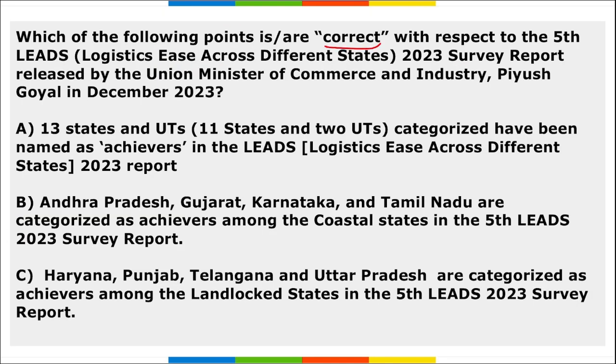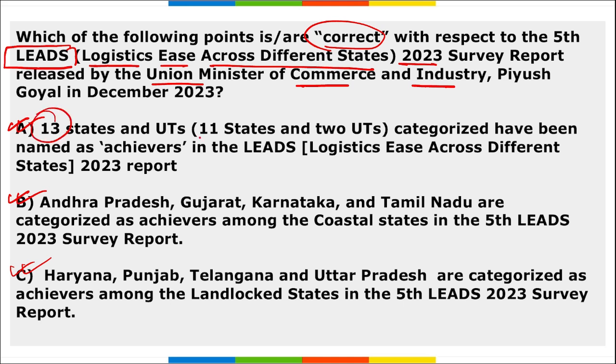Next, which of the following are correct with respect to the fifth LEADS, that is Logistics Ease Across Different States 2023 survey report released by Union Minister of Commerce and Industry Piyush Goyal? If we look at the options, all these three are rightly mentioned.